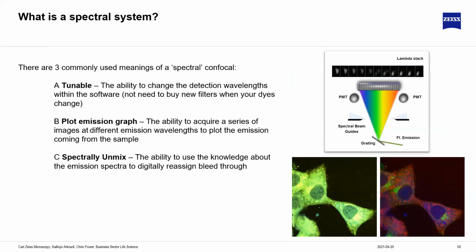What I would like you to take as a take-home message from today is that a spectral system, as we discussed, is tunable, allowing you to change the wavelengths you are detecting in the software. So it doesn't pin you down to specific filters with specific emission and excitation ranges, or emission ranges mostly. It plots an emission graph for you. That is essentially what I described before as a 3-dimensional stack, the lambda stack, that contains the XY information and the lambda dimension. So for every pixel of your image, you have the whole spectrum, and it allows you to spectrally unmix your dyes, autofluorescence, anything you have in your sample.